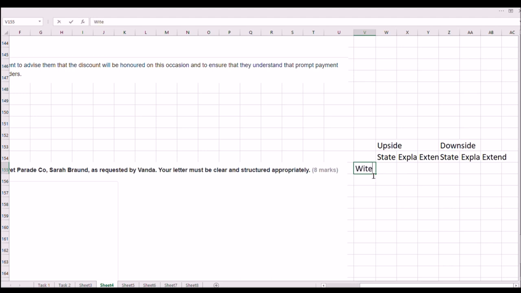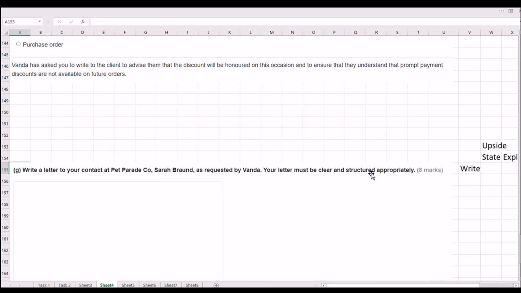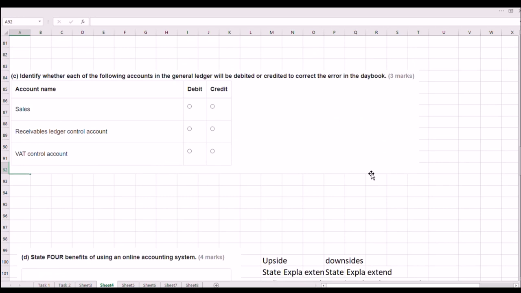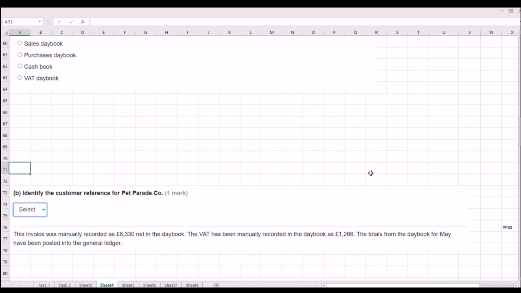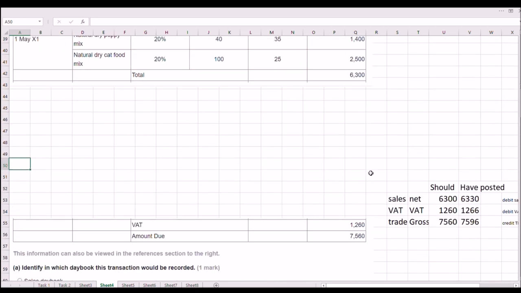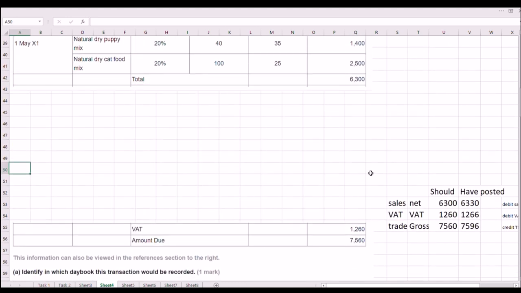So we're going to write to them. And who am I supposed to write to? Let's have a look now. Does it tell me who the person is? Natural Pet People.